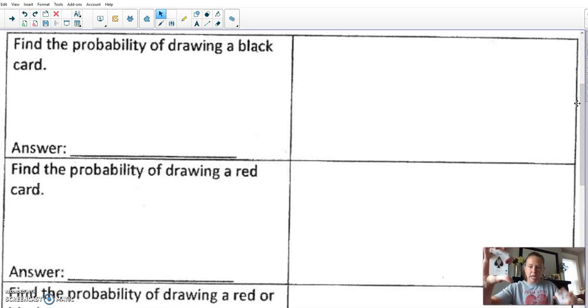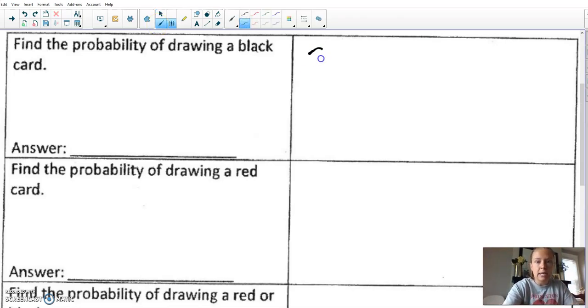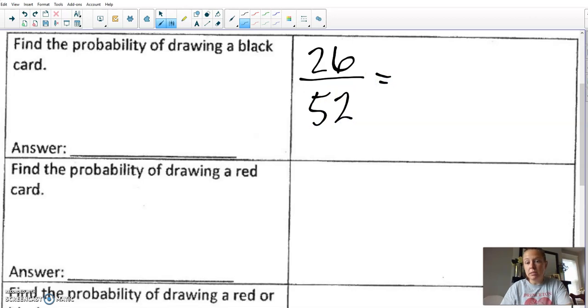That's 13 spades, 13 clubs. 13 plus 13 is 26. So that is 26 out of a total of how many cards? 52. Well, 26 out of 52 is actually 1/2. I want you to remember that, okay? I don't know if I would say that's something you memorize, but you should know that 26 is half of 52, all right?